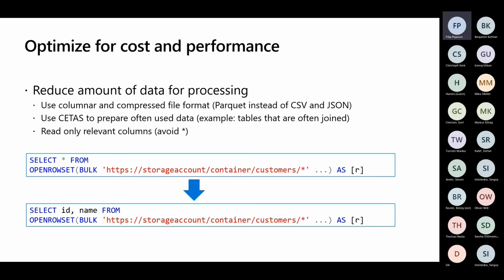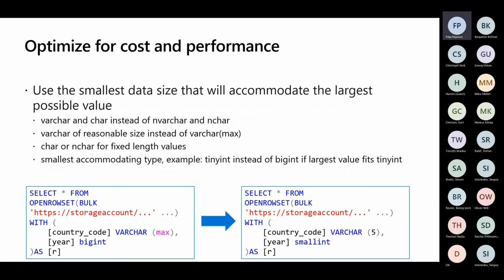Why? Because if you do a select star on a Parquet, without any where clause, without any additional processing, we still need to read all columns, all rows, decompress it, and basically do the same just like with the CSV, right? We need to read the whole CSV and process it. So if you use star, it will also affect the performance. It's not just about the best practice, it's also about the performance implications. Again, just like in any other SQL, use the smallest data size that will accommodate the largest possible value.